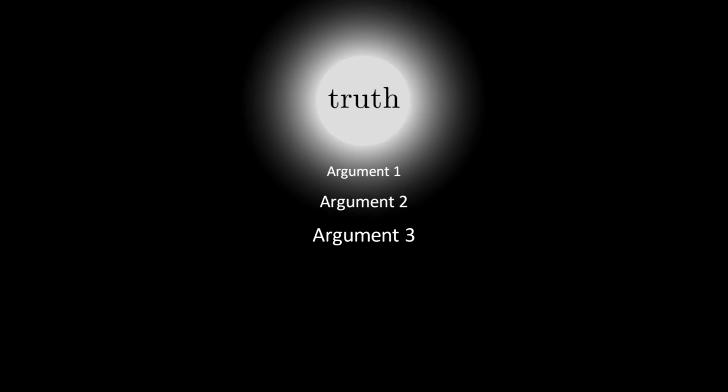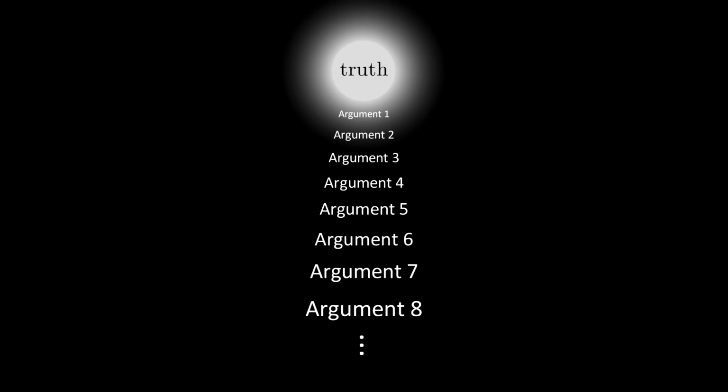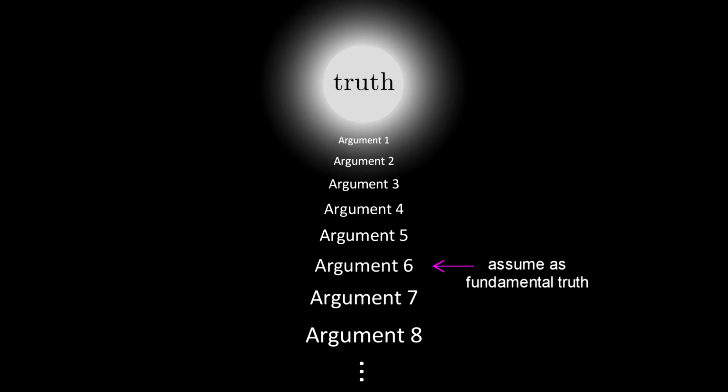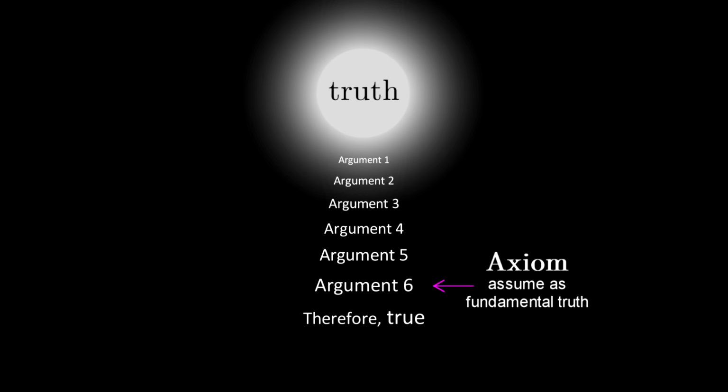We must question each and every argument, potentially leading us to a never-ending list of arguments. To work around this, we'll go down the chain of arguments and stop at one point and simply make an agreement that this is just assumed as a fundamental truth. These assumptions are known as axioms.